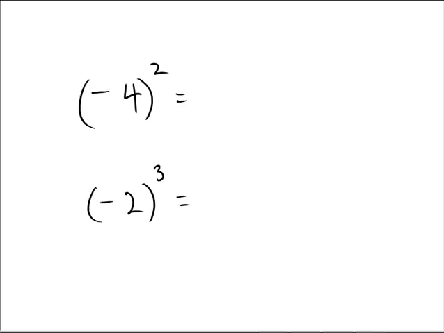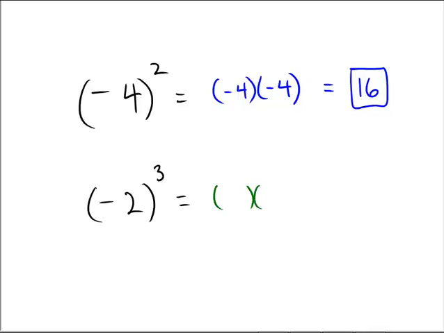What's negative 4 to the power of 2 mean? It's an even power. It's a 2, in fact, so I'm going to get negative 4 times negative 4, but a negative times a negative is going to be a positive, and so this one is just 4 times 4, which is 16.